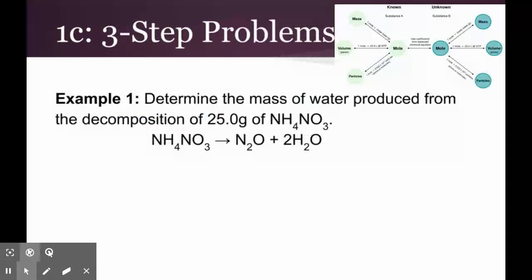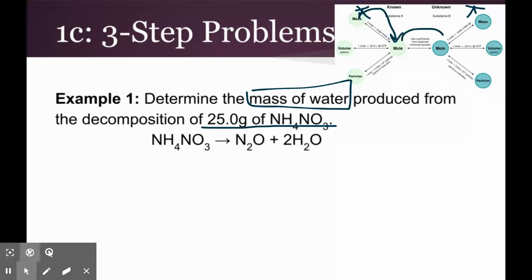Alright, now here is example 1 of our first three-step problem. Determine the mass of water produced from the decomposition of 25 grams of NH4NO3. So we're starting off at mass of our known substance, and we want to know the mass of our unknown substance. So we're going to go from mass to moles of our known substance, then moles of our known substance to moles of our unknown substance, then moles to mass of the unknown substance. So we have 1, 2, 3 steps.